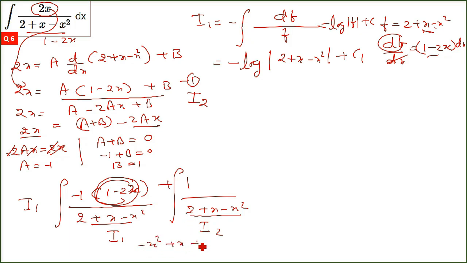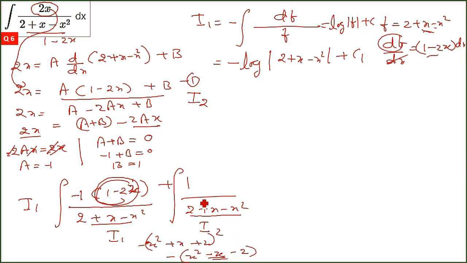We are writing in decreasing power of x. But we have to make this a perfect square. For that we need a positive x square, so just take the negative out of it. When you take the negative out, it will be negative outside, but x square minus x minus 2 will come inside. X square minus x minus 2.